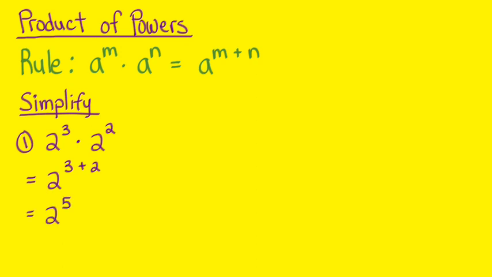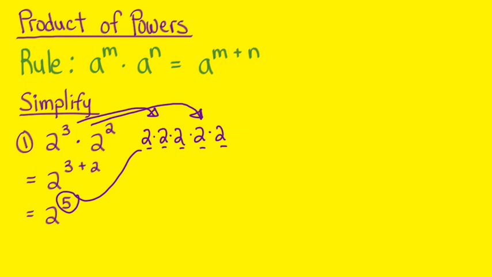Why is that? Why can we do that? Well, because we know 2 to the third would be 2 times 2 times 2, right? And then we know that 2 to the second power is another 2 times 2. So the total is 5. 1, 2, 3, 4, 5. And that is how we get this 2 to the 5th.